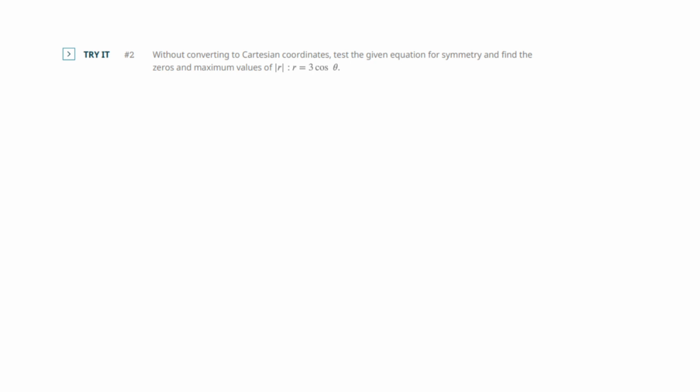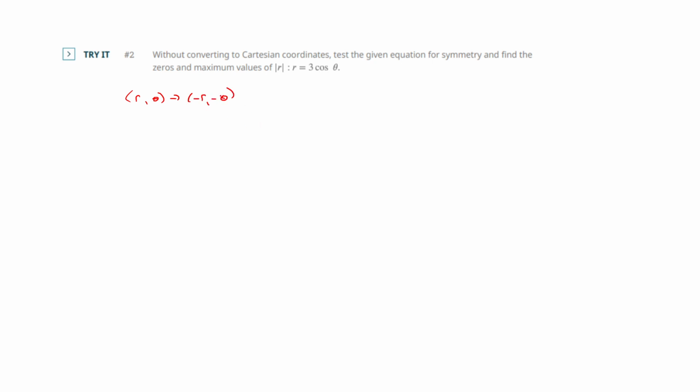Okay, so they want us to do one more here. First of all, let's do our test for symmetry, and then we're going to find the zeros and maximum values. So let's do that. Is this the same equation we did earlier? I'm not sure. So let's do our test. First of all, let's check whether or not, with respect to the y-axis, this is symmetrical. At least we hope it's symmetrical.